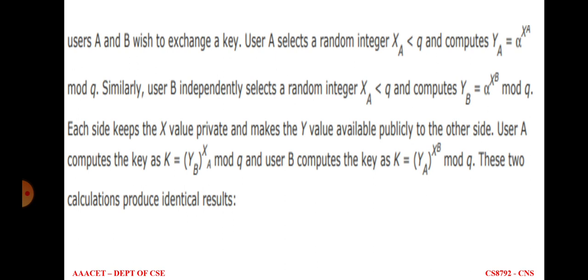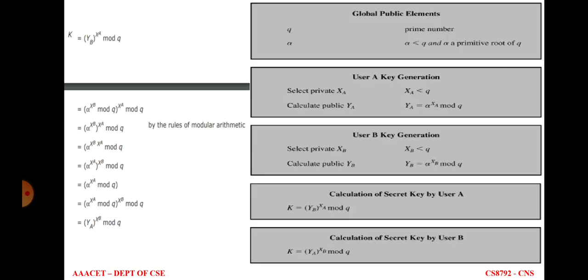The first, K1, is the value computed by user A. So K is equal to YB power XA mod q, and user B computes the key value as YA power XB mod q. The main point is that these two calculations produce an identical result, which means both K values should be the same. For example, if K1 is 60, then K2 is also 60.